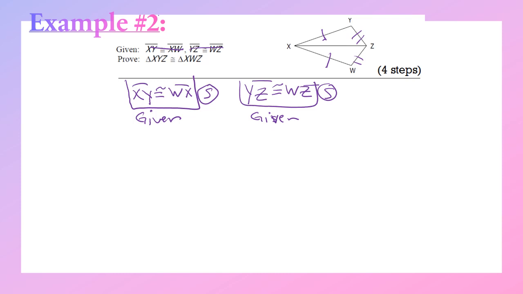Now, looking at your picture, I notice I have this segment XZ right here. And we have gone over this a lot, that XZ is actually congruent to itself. So XZ is congruent to XZ, and I know that because of the reflexive property.